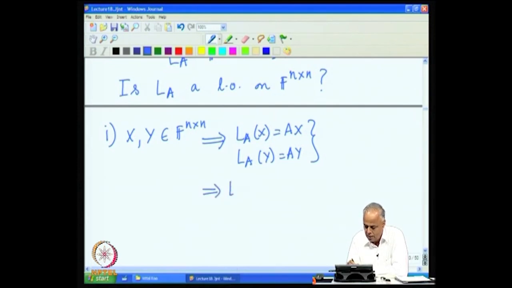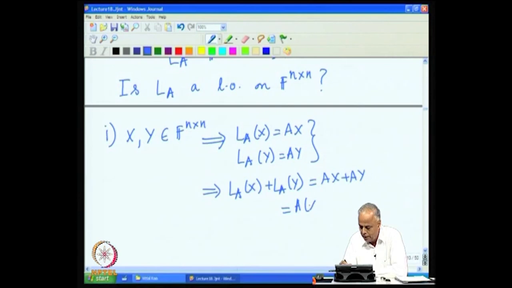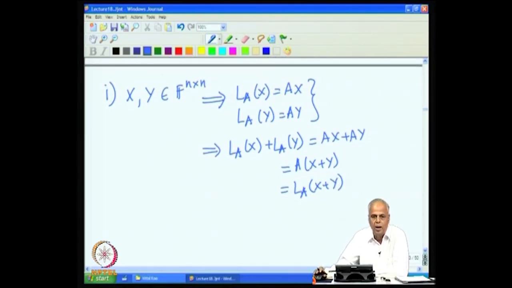And that says L_A of x plus L_A of y is Ax plus Ay. Again, matrix multiplication is distributive. So, it is A(x plus y); x is n by n, y is n by n, therefore x plus y is n by n. So, whenever we take an n by n matrix and pre-multiply it by A, it boils down to taking L_A of that. Therefore, we have L_A of (x plus y) is L_A x plus L_A y. So, that says L_A preserves addition.